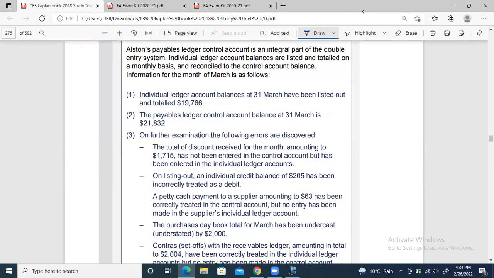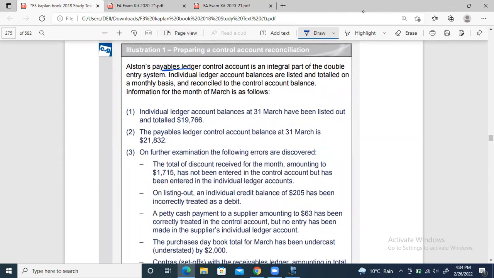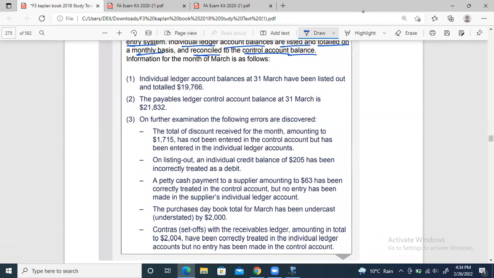You can see over here, Alston's payable ledger control account. Now it's saying payables ledger control account, not just the ledger. So Alston's payables control account is an integral part of the double entry system. Individual ledger account balances are listed and totaled on a monthly basis and reconciled to the control account balance. Okay, that's very nice. Now let's read what information is given over here.